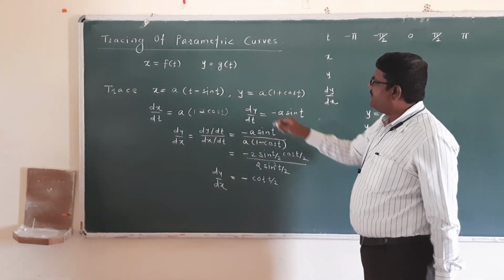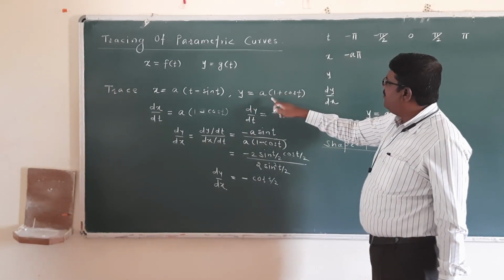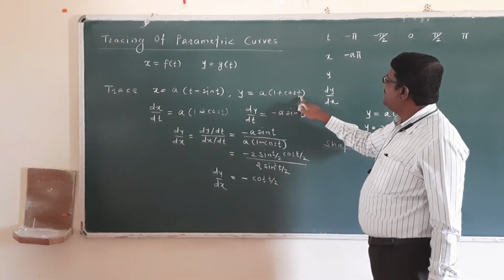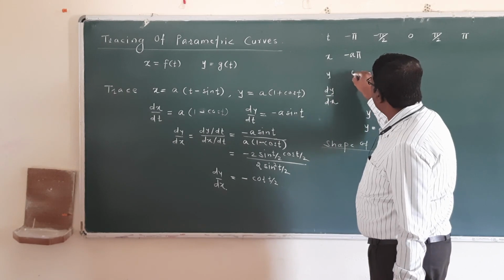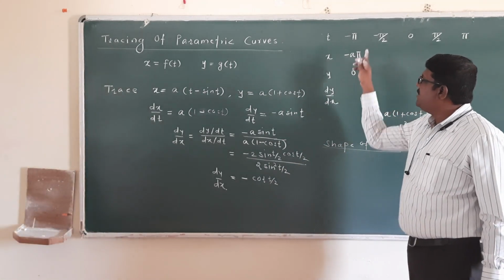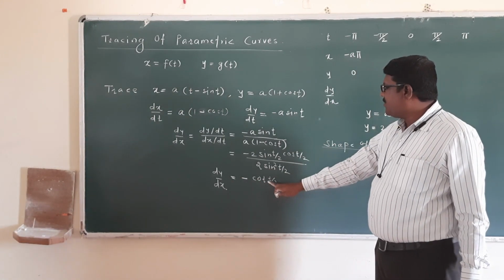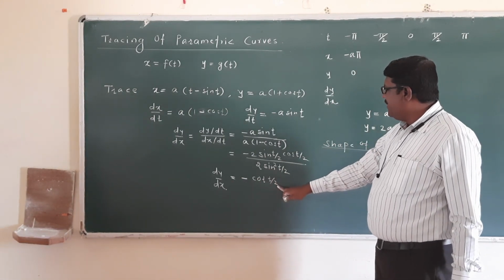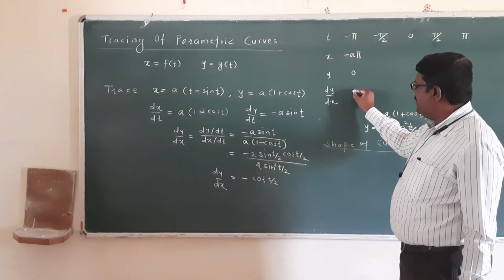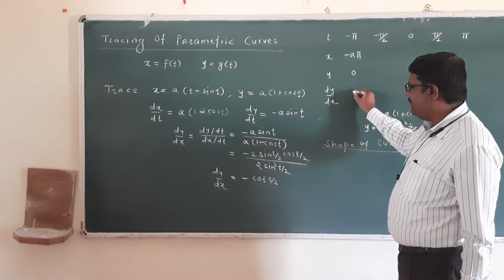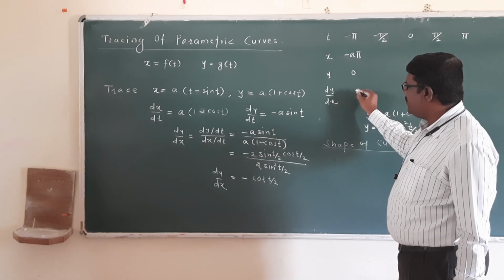Now I will find the points when t is minus pi. What is the value of x? It is minus a pi. What is the value of y? Cos of minus pi is minus 1, and 1 minus 1 is 0. So the value of y is 0. When t is minus pi, the value of dy by dx is minus cot of minus pi by 2, so it will be plus cot pi by 2, and cot pi by 2 is 1 upon tan pi by 2. So it is 0.